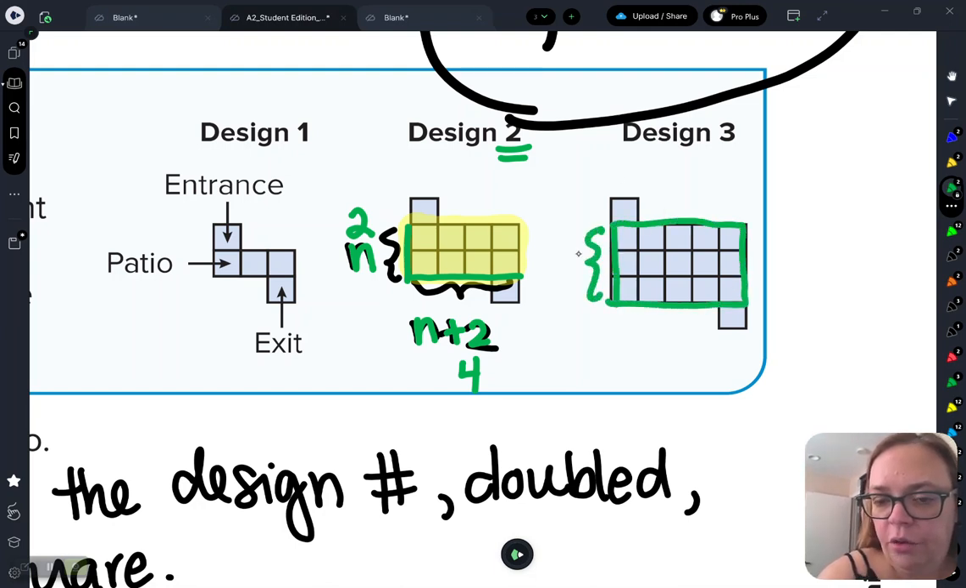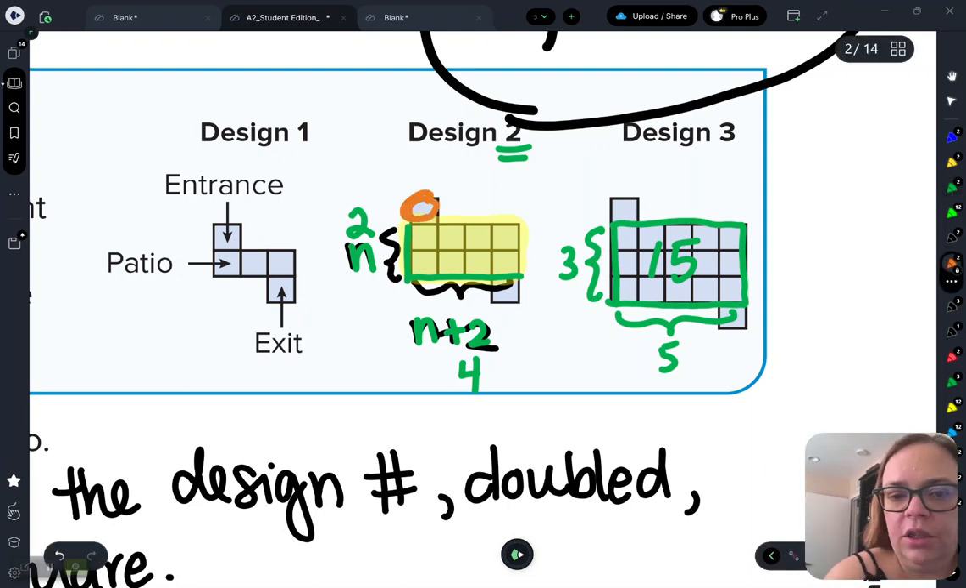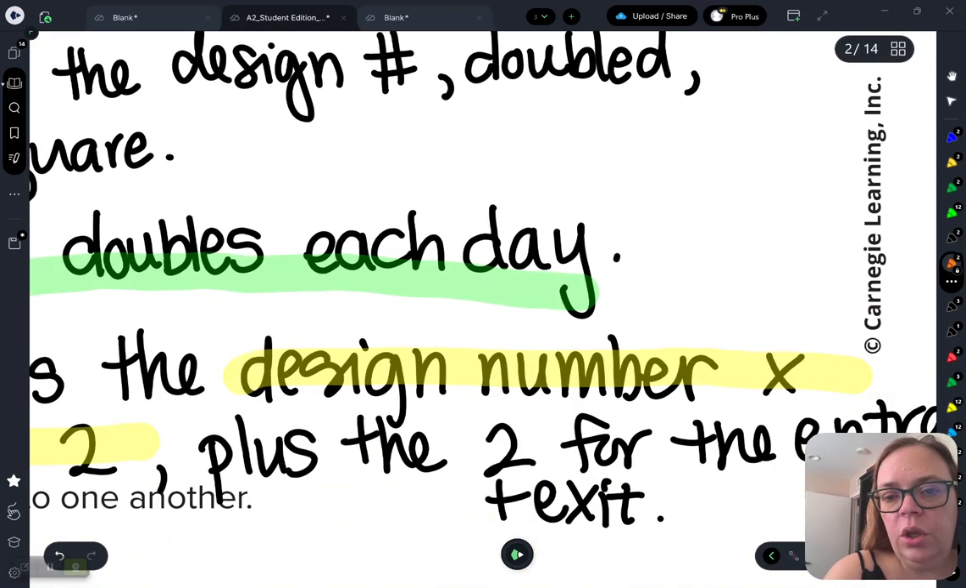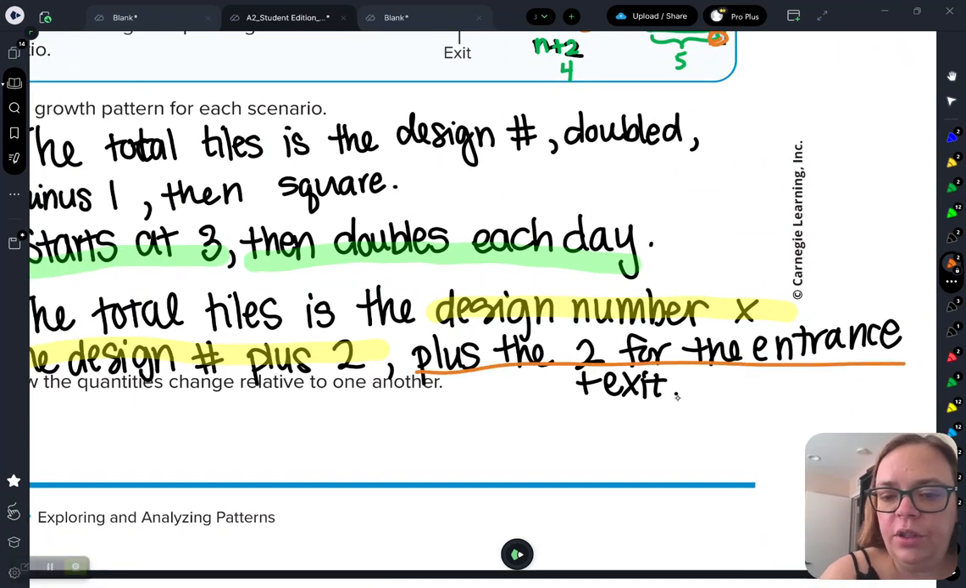Okay, this is 3, which is the design number, and this is 5, which is 2 more than the design number. So you multiply those together, like in this one, you get 15, and then each time there was an entrance and an exit. Entrance, exit, entrance, exit. That was constant each time. So you just go ahead and add 2 more for the entrance and the exit. That's an and sign.